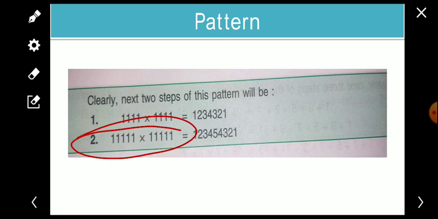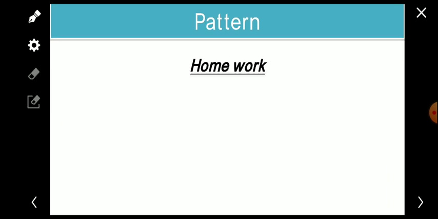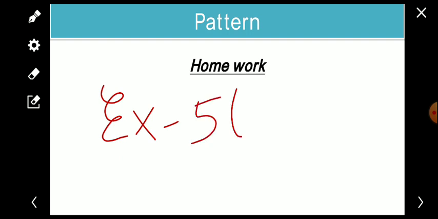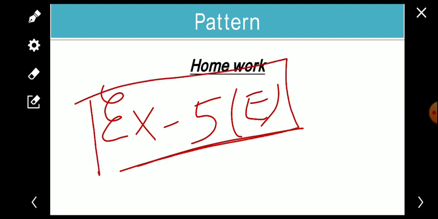So like this we can find out the product of these types of numbers. I hope that you understood. So now homework. In the last session you did not get the homework, so you can do Exercise 5E very easily, because all the topics on which Exercise 5E is based have been explained. I hope that all of you are able to do 5E.